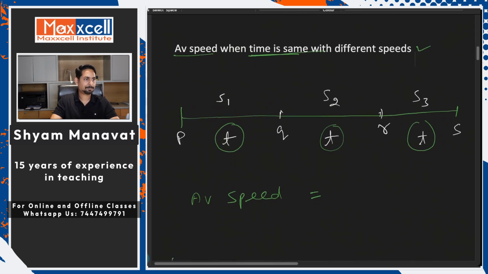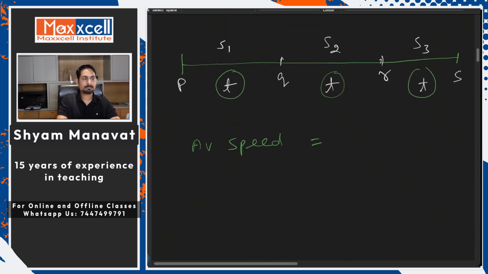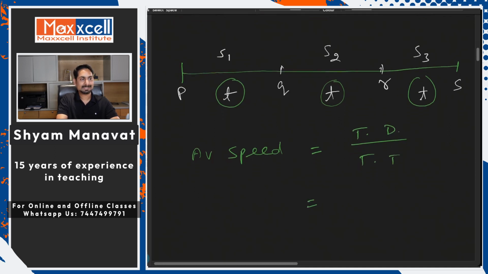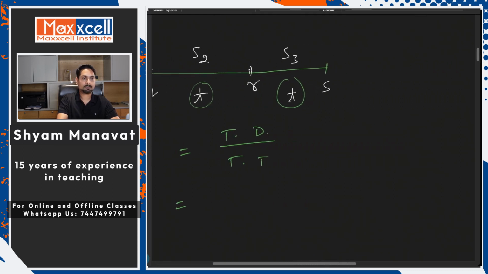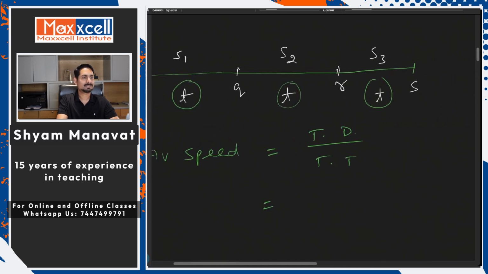So how will you do it? The main formula for average speed is what? Total distance by total time, right? Now in this case, what will you say total distance to be? If I need to find distance, you remember this circle: distance, speed, time. So if I want to find distance, that should be speed into time, right?